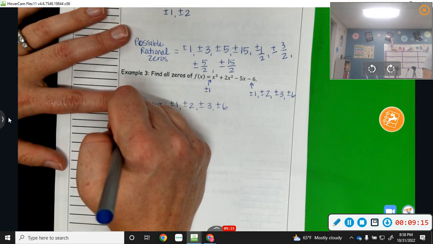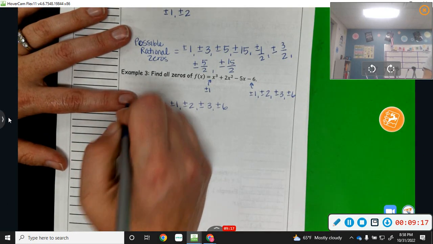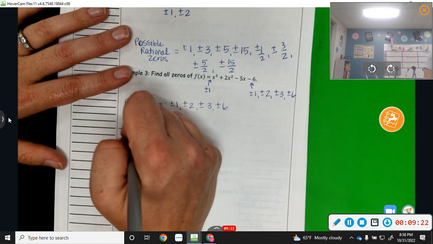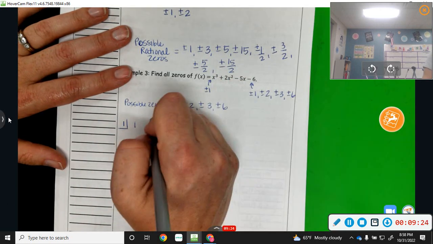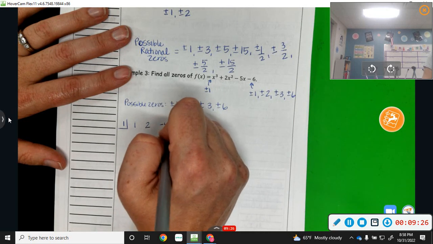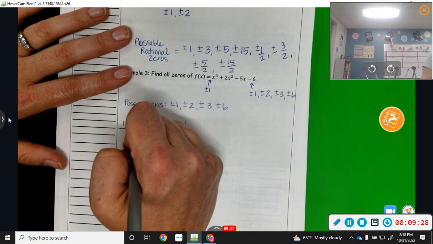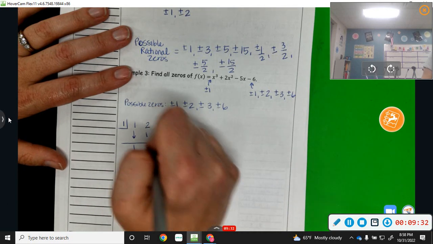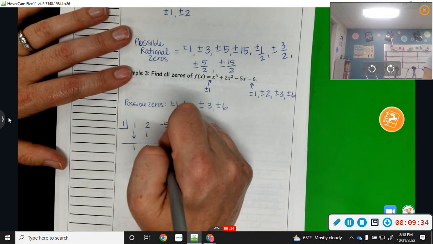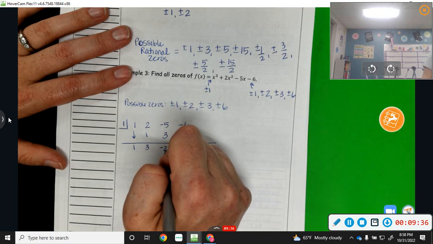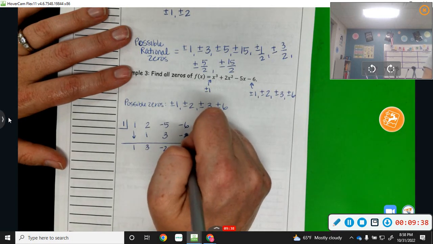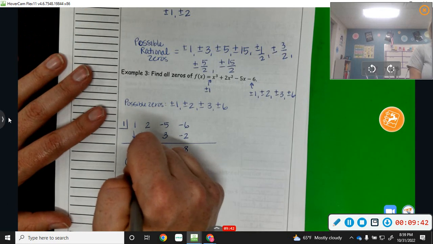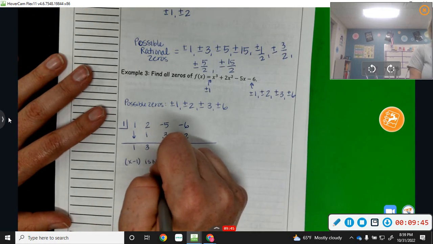So first we're going to try 1. Remember, we put the 0 here. This means that x minus 1 is a factor. And I'm going to write my coefficients for my synthetic division. This comes down 1, 1, 3. 3 times 1 is 3. This is negative 2 times 1 is negative 2, and I get negative 8. So that means that x minus 1 is not a factor.